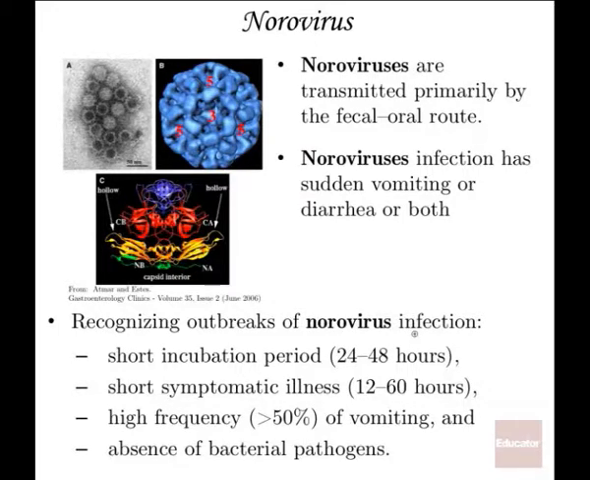So in terms of recognizing an outbreak of norovirus, there's a short incubation period, just 24 to 48 hours. There's a very short period of time that individuals are ill. There's a high frequency of vomiting, and there's an absence of bacteria. So that's important. If there's an absence of bacteria, then you would assume it's a gastrointestinal virus, and norovirus is getting to be the number one. So anyway, this is a legitimate guess on the part of the investigators.